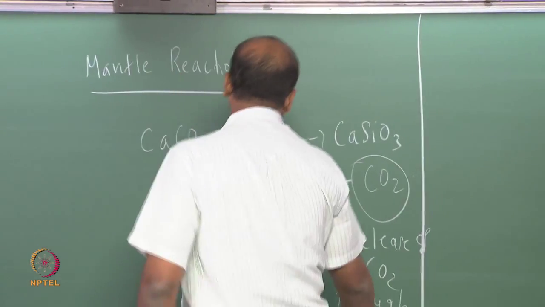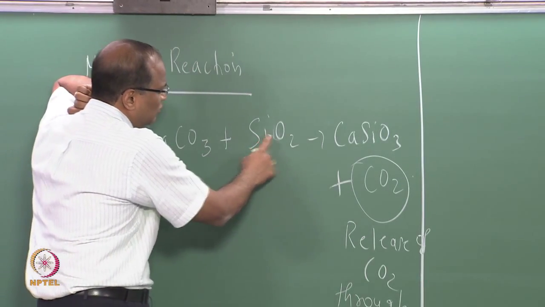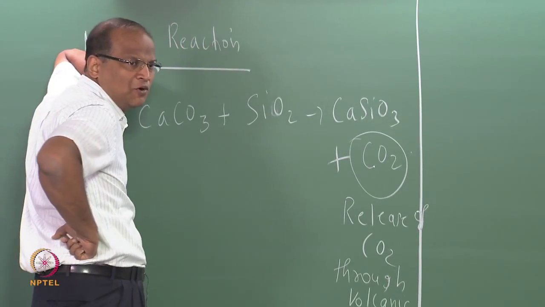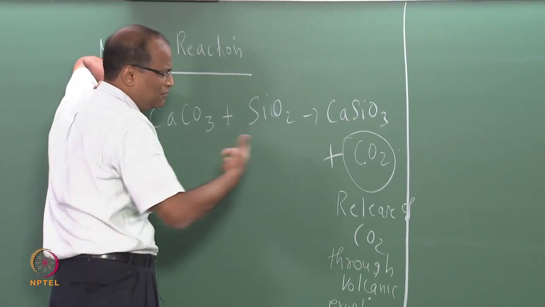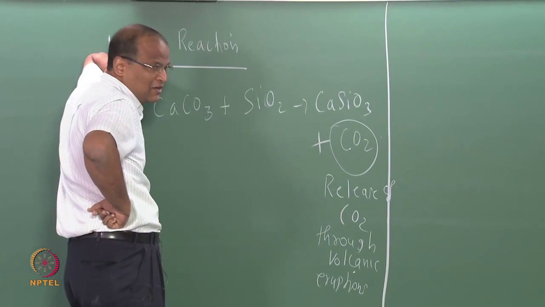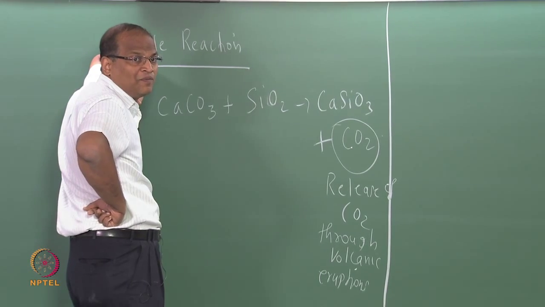Okay, so this is basically a very important point. So calcium carbonate plus limestone plus SiO2 gives calcium silicate. This is the production of CO2, storing it up within the mantle, and then whenever there is a volcanic eruption, large quantities of CO2 are released. So there is a possibility that carbon can be transferred.